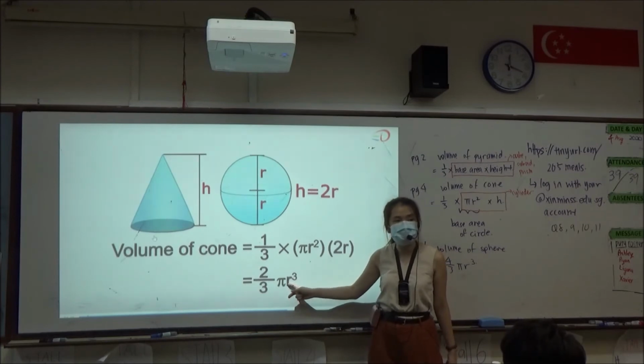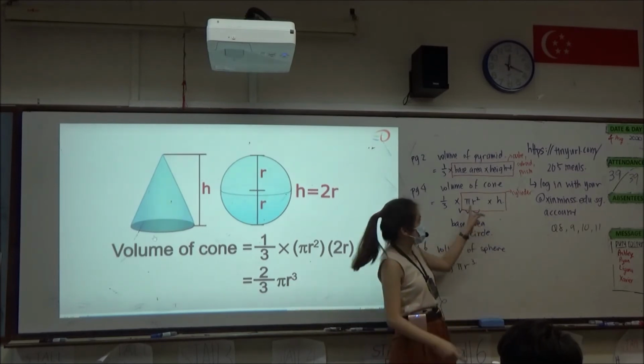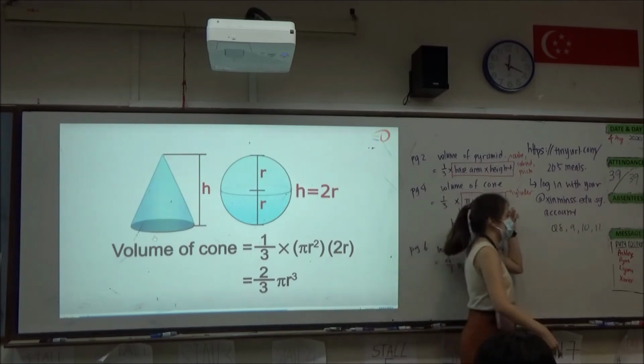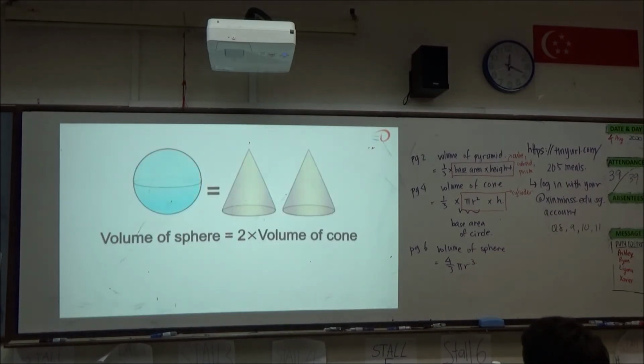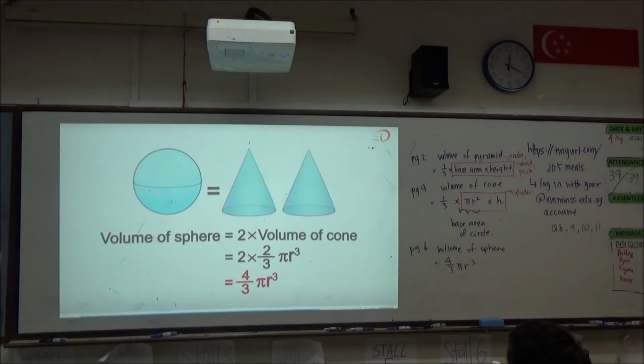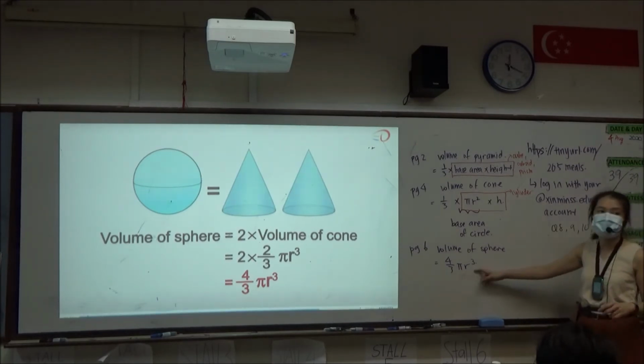Please don't confuse yourself to think that the volume of a cone is going to be this formula. We usually stick with this one, because I will usually give you the height instead of just having the radius. Then remember, the volume of the sphere is equal to the volume of 2 cones. Therefore, the volume of a sphere is equal to 4/3 pi r cubed. So therefore we get volume of sphere to be 4/3 pi r cubed.